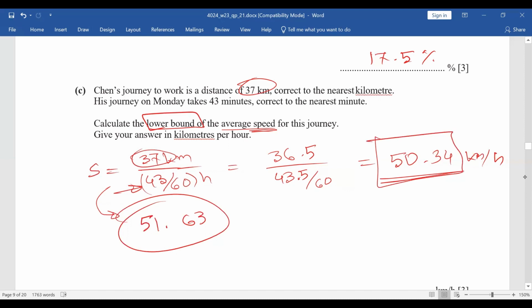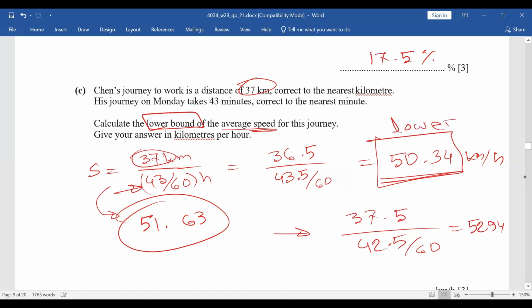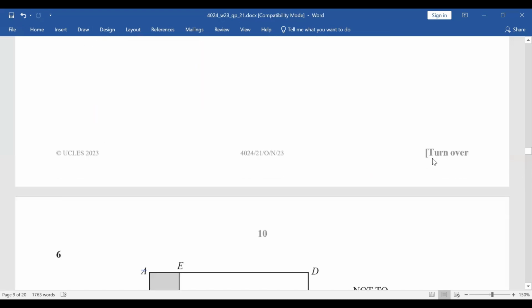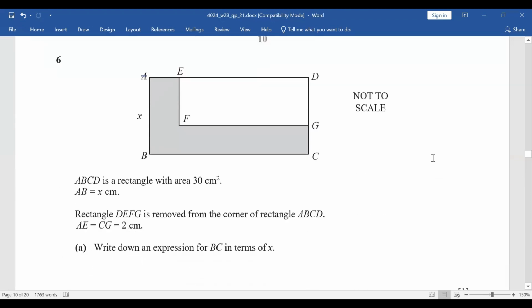And if you want to find the upper bound, in that case you have to take 37.5 divided by 42.5 by 60. 52.94 is the upper bound. So 50.34 is the lower bound, the upper bound is 52.94, and the average speed is 51.63. Hope you understand. Let's move on to the next question, number 6.